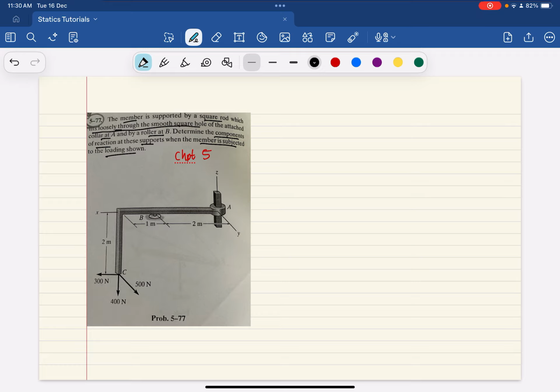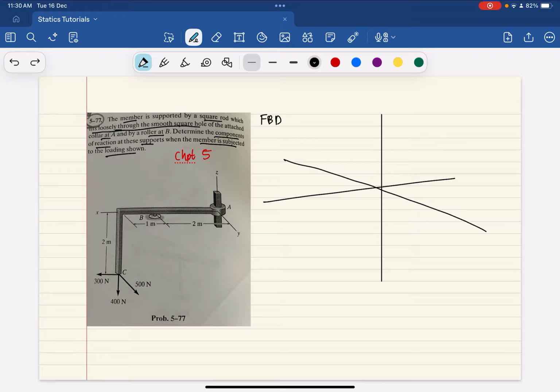So first of all, the very first important thing is to draw the free body diagram of the system itself. So I'm going to draw it with the axes, right? So X, Y, and Z axis. I'm going to use a different color. We're going to draw this particular object. So it's going to look something like this. This is our object right here in question.